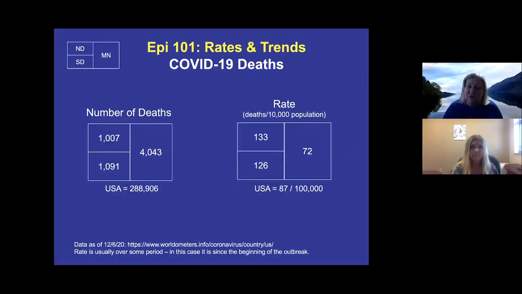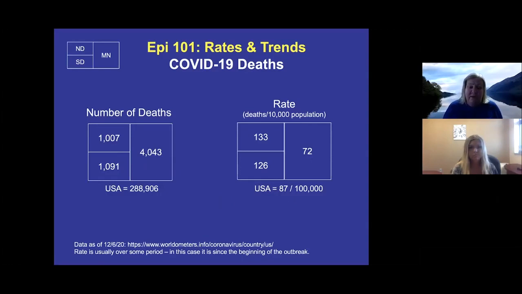What I showed you previously were the actual cases. This is deaths, and you can see here that Minnesota has almost had 4 times the number of deaths as South Dakota, but we have almost double the death rate of Minnesota when you adjust for these differences in population size.